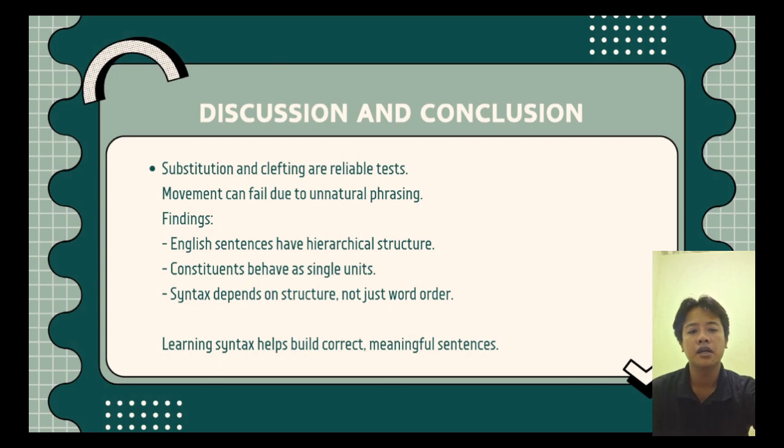Okay, next we talk about the discussion and conclusion. From my analysis, I learned that some tests are stronger than others. Substitution and clefting give clear results, while movement can be less clear. These tests helped me see that sentences in English have a hierarchical structure, meaning small parts build larger ones. And I also learned that syntax is not only about rules, it is about how we make meaning.